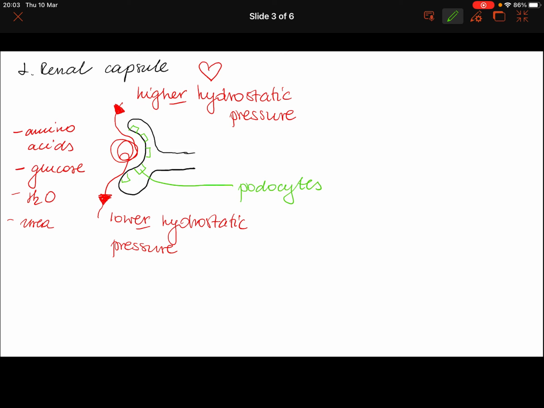The cells are actually forming here a great deal, giving the renal capsule a great deal, because as you can see, there are gaps in between those cells. The gaps allowed for those small molecules, amino acids, glucose, water, urea, and so many more, to pass through the podocytes to form the initial filtrate, which we called the glomerular filtrate.